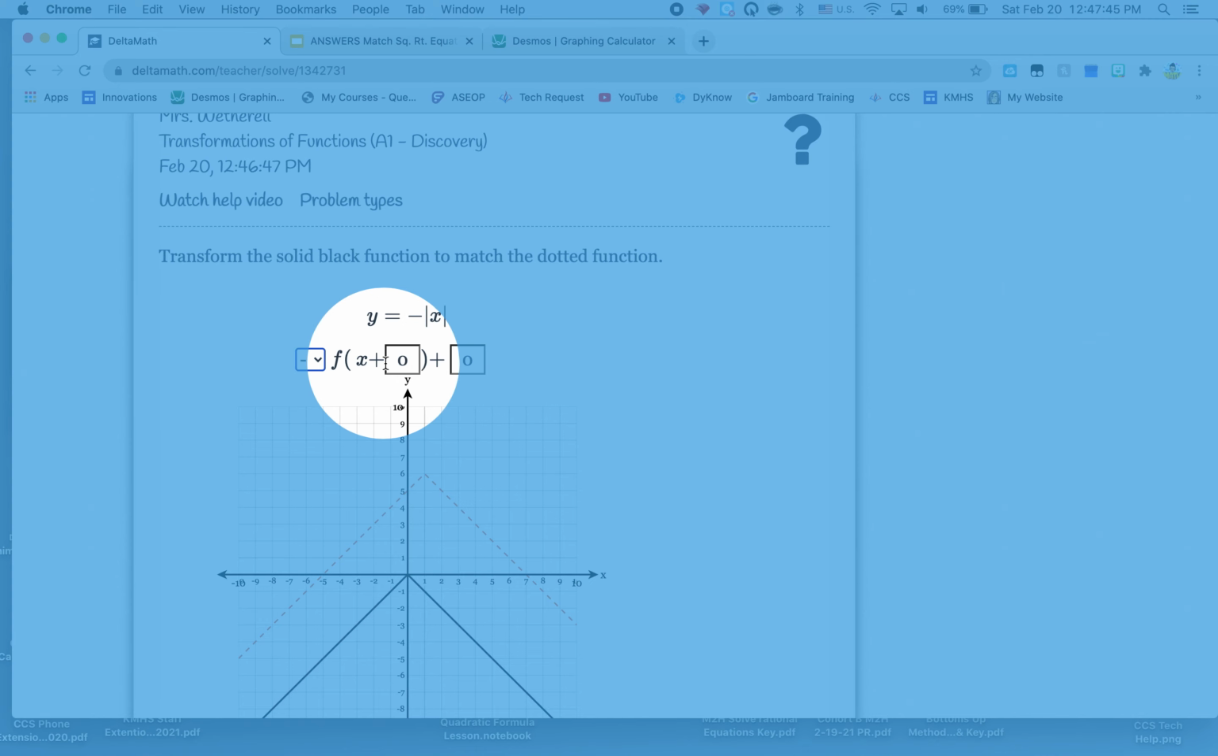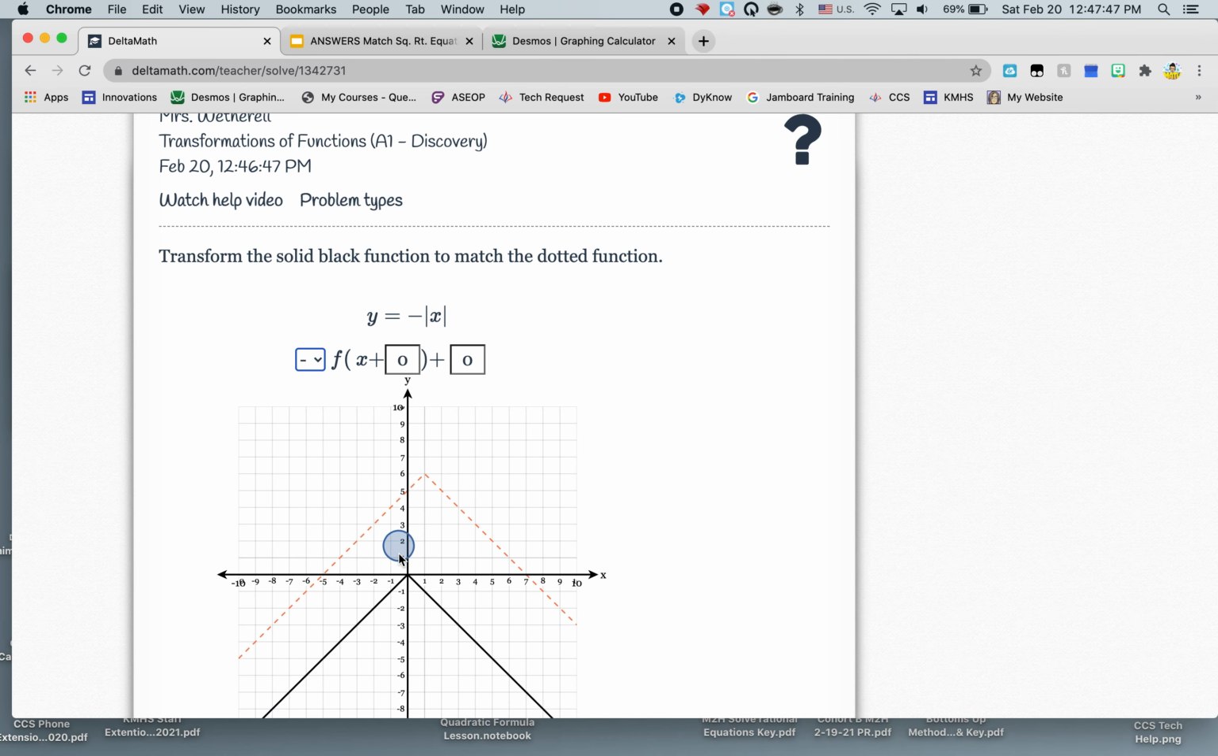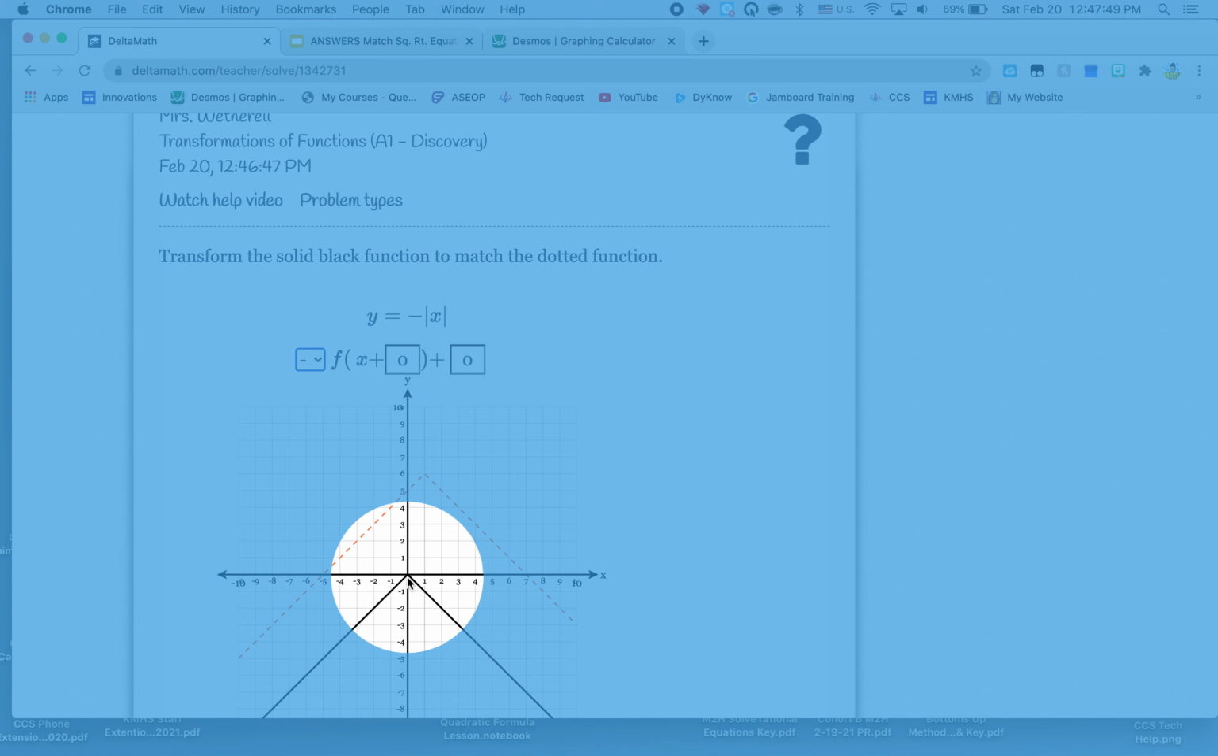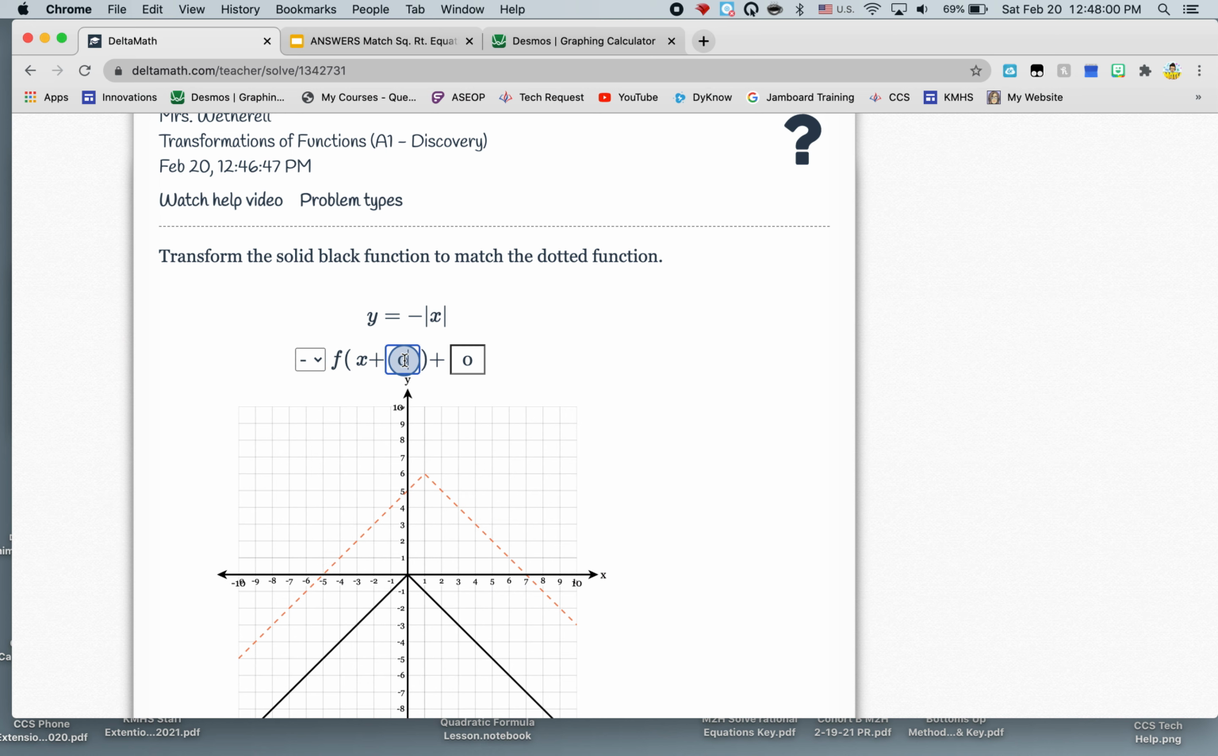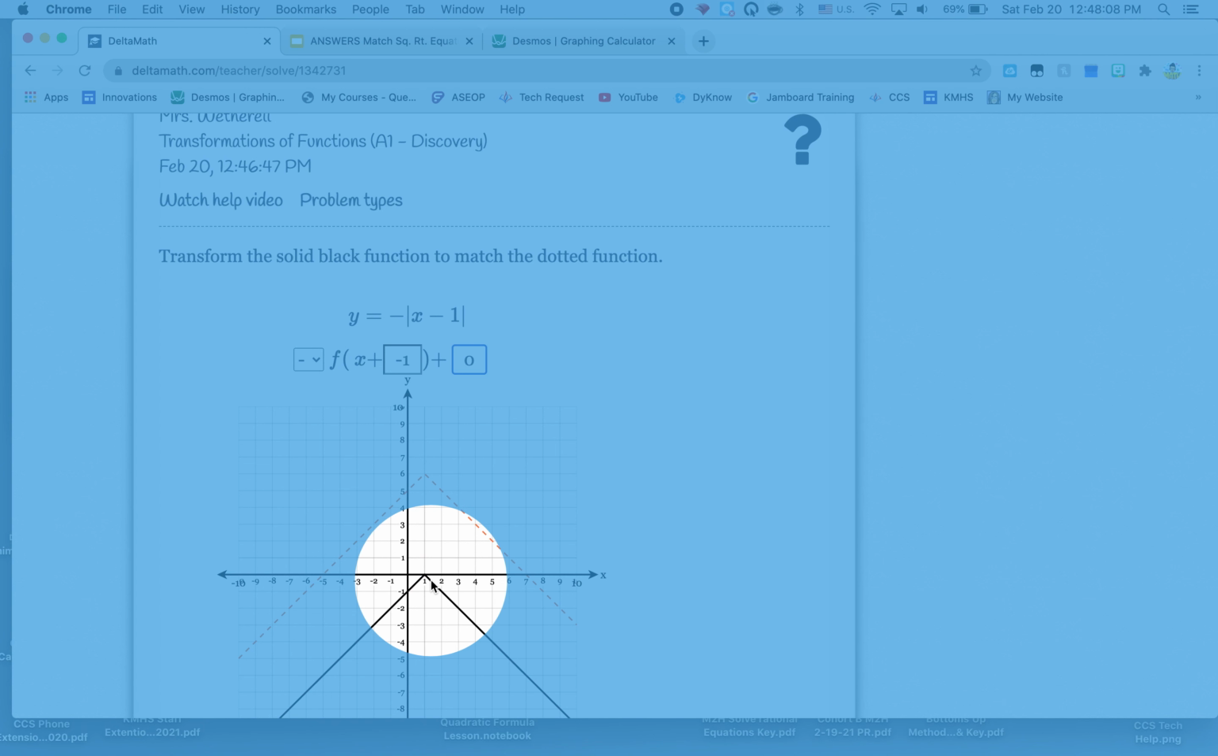Now I'm going to look inside the parentheses. And I'm going to look from this vertex, 0, 0. Does it go left or right to get to this vertex 1, 6? Well, yes, it goes 1 unit to the right. So remember, opposite day, inside parentheses, the right would be -1. And then when you click out of the box, it transforms your picture. So there, I've almost got this.